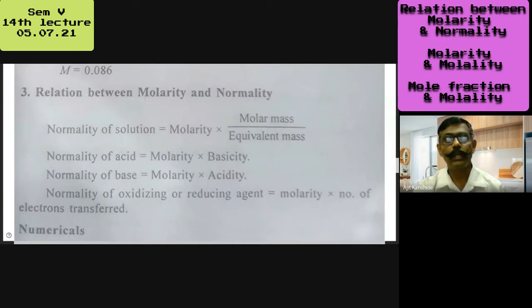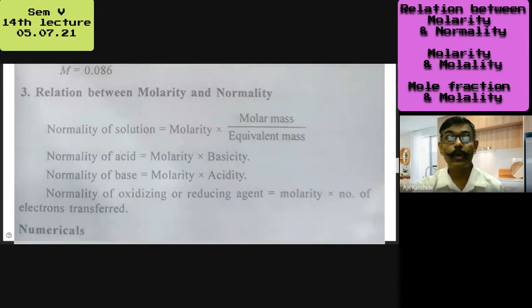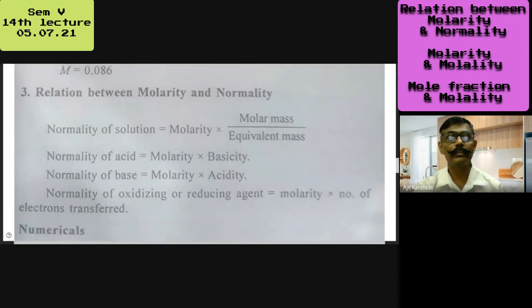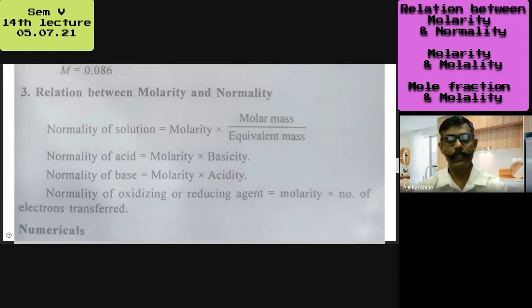And volume in dm cube, let's keep that. But you don't want the number of moles of solute in case of normality. What you want is the number of equivalents. How can you find the number of equivalents? In the number of moles, molar mass is the denominator. That molar mass you cancelled. Now the amount is left, and to that amount you divide by the equivalent mass. While finding the number of moles, division was by the molar mass. While finding normality, we consider equivalent mass. So this is the formula for the relation between normality and molarity.